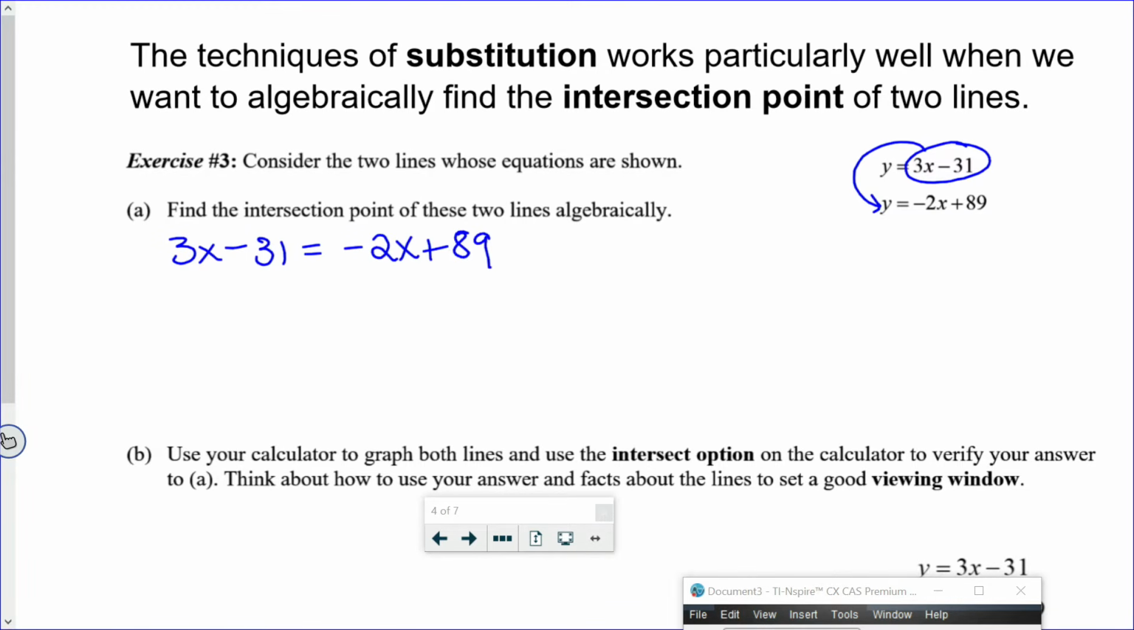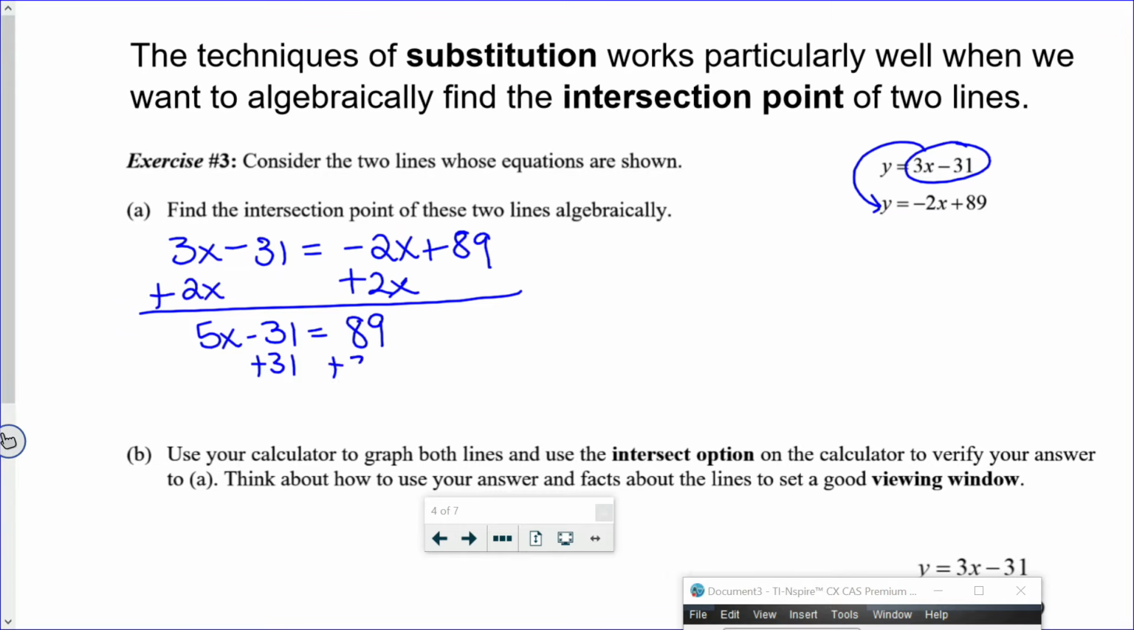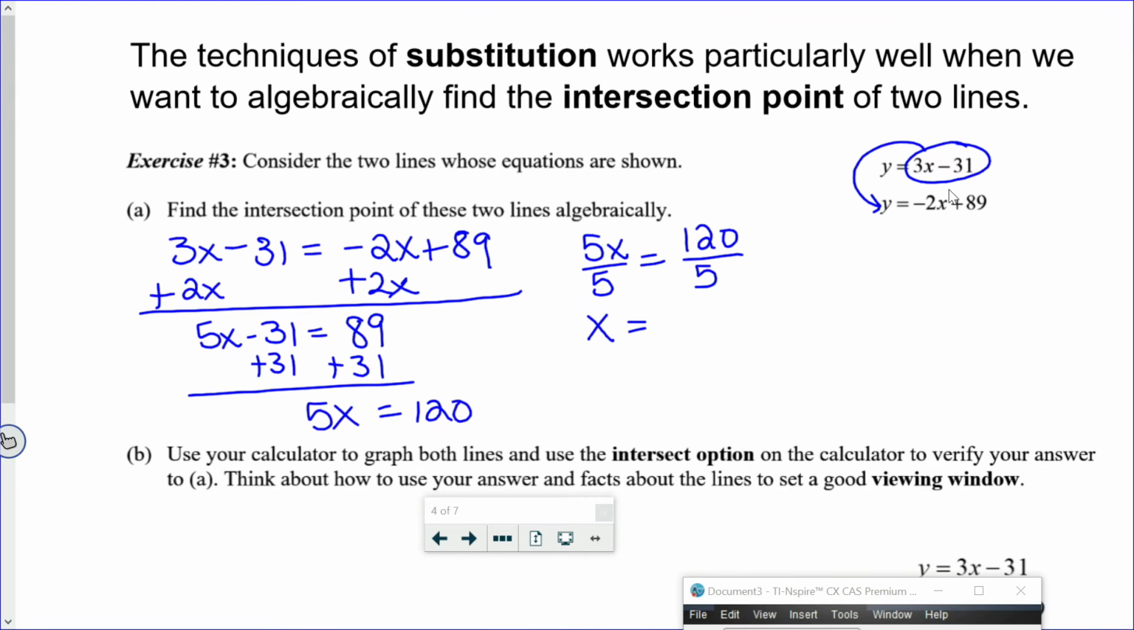All right, so I'm going to add 2x to both sides. So far so good. We've got 5x minus 31 is equal to 89. I'm going to add 31 to both sides. 5x is equal to 120. I'm then going to take 5x and divide it by 5, and 120 and divide it by 5. What is that? 120 divided by 5 is going to be 24.